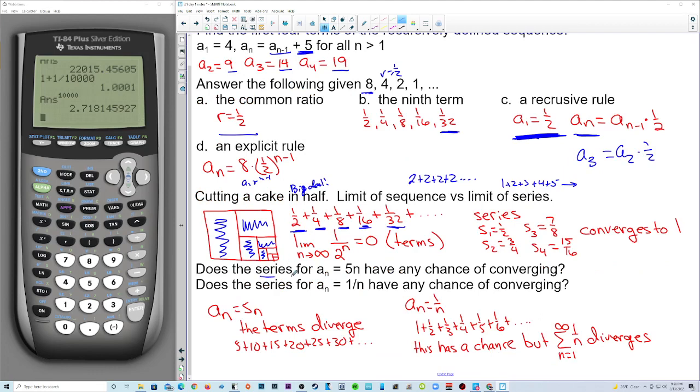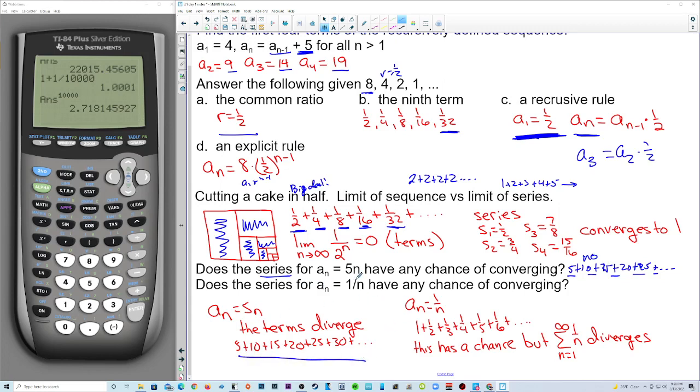Does the series for 5n have any chance of converging? In other words, 5 plus 10 plus 15 plus 20 plus 25 plus... No, the terms are headed to infinity. The series is certainly headed to infinity, so no way. This has no chance of converging whatsoever. And that's kind of what I wrote down here.